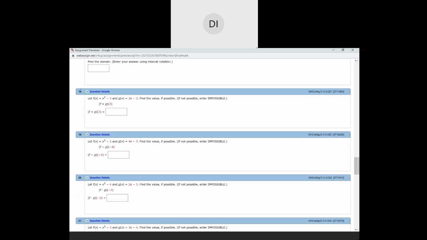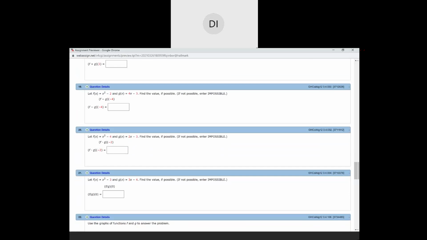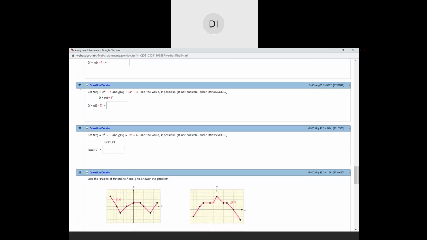Okay, so for example, if I have f over g, for number 21, if I do f over g, so this is what you have. F divided by g, and I plug in 0. So that means I'm going to copy f in the top, and I'm going to copy g in the bottom. So f is x squared minus 3, and g is 3x minus 4, right? So I need to replace x with 0 because that's what I have in parentheses. So when I plug in 0 here and 0 here, I need to simplify this.